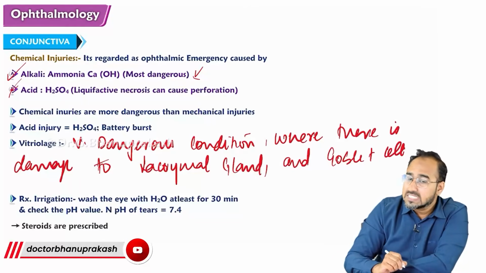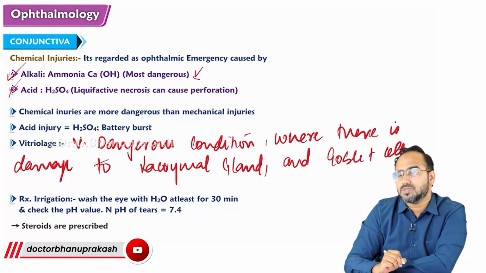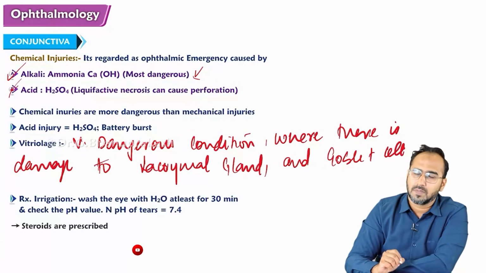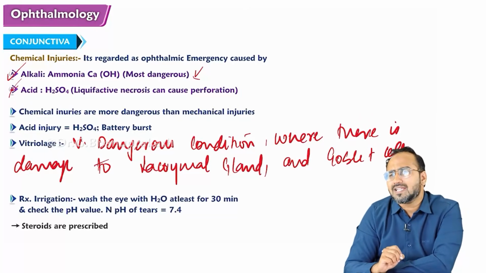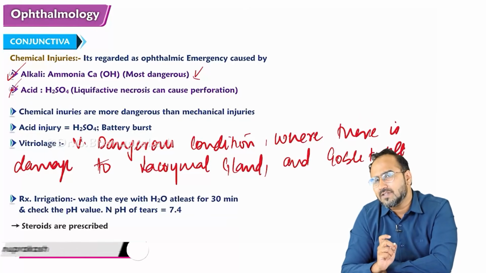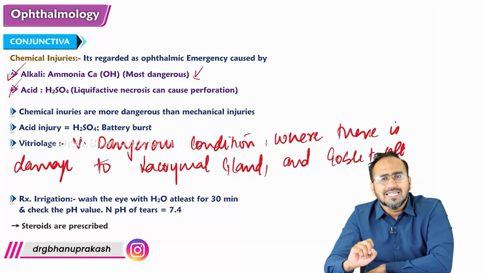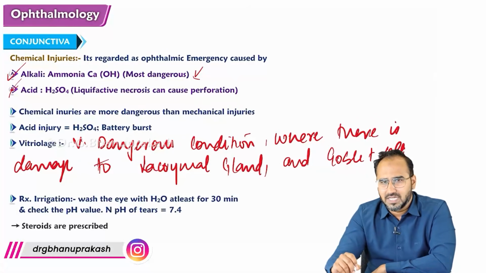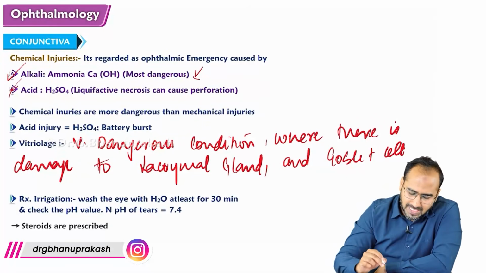If lacrimal gland is damaged, there are no tears produced and no aqueous layer is formed. If goblet cells are damaged, no matter how many tears are there in the eye, they will just roll down. Why? Because there is no stability. So basically, that is the very worst thing. So vitriolage, also called battery bust.